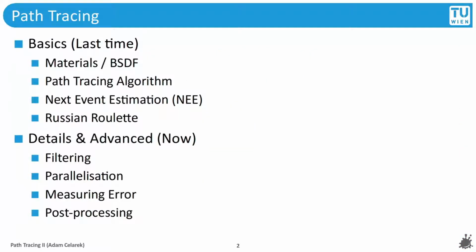Let's have a short overview first. In the last part, we saw some basics of the path tracing algorithm. We've seen materials, the path tracing algorithm itself, and how to optimize it using next event estimation and Russian roulette. Today, we will see some more details. For instance, how to filter the signal, how to parallelize the work, measure error, and some post-processing.